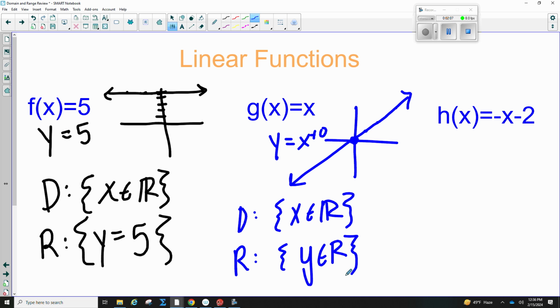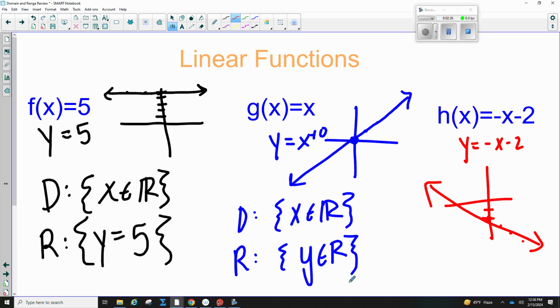This next one, h of x equals negative x minus 2 is just y equals negative x minus 2. I mean, I don't even know that you need to graph this one, okay? Maybe you do, maybe you don't. But it's a y-intercept of negative 2. You go down 1, right 1, down 1, right 1, down 1, right 1. Draw your line. What's the domain? All real numbers yet again, okay? And how about the range? Same Z's, but with Y's, exactly.